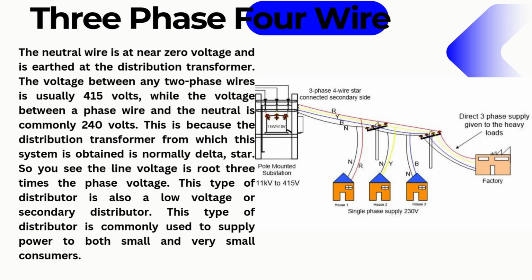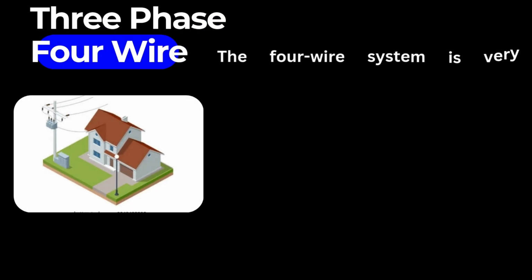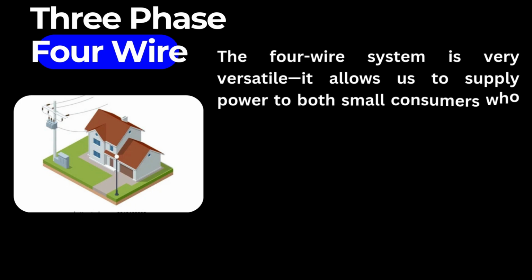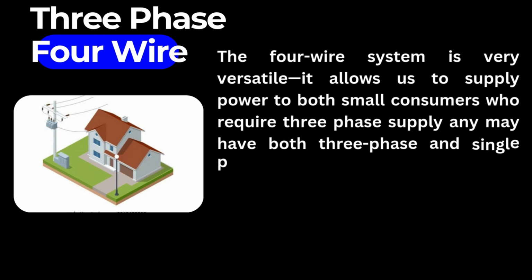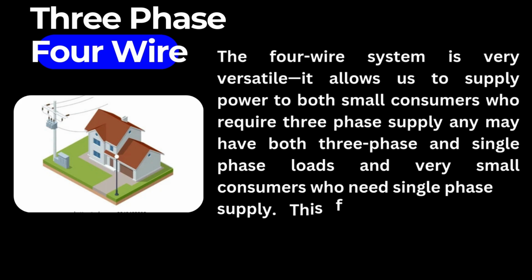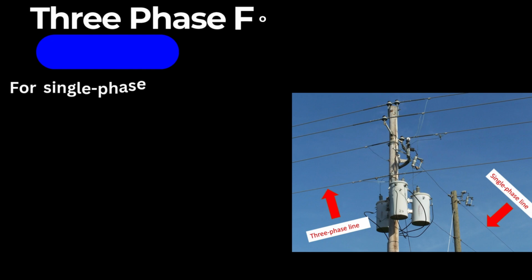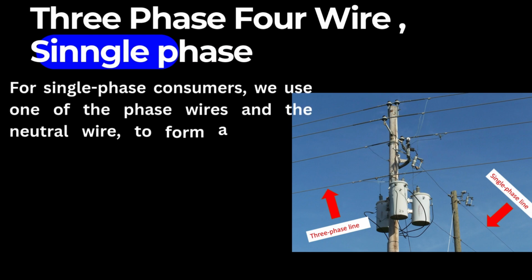You see, the four-wire system is very versatile. It allows us to supply power to both small consumers who require three-phase supply and may have both three-phase and single-phase loads, and to very small consumers who need single-phase supply. This flexibility is possible because of the neutral wire. For single-phase consumers, we use one of the phase wires and the neutral wire to form a two-wire system.